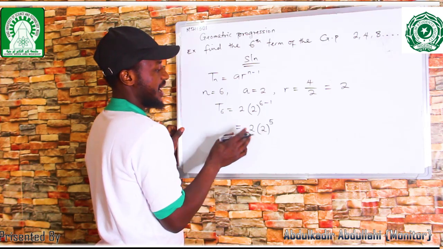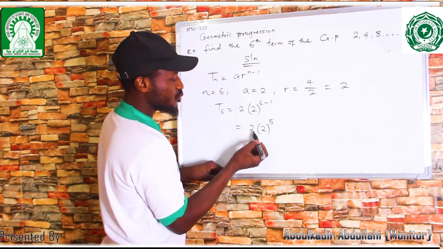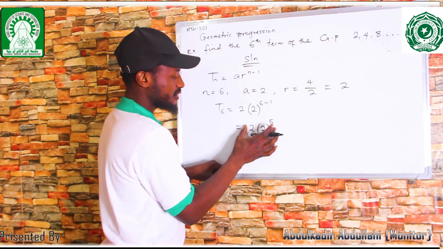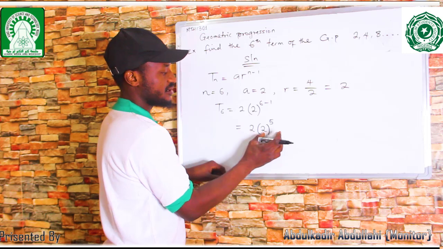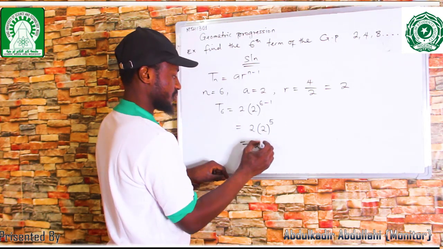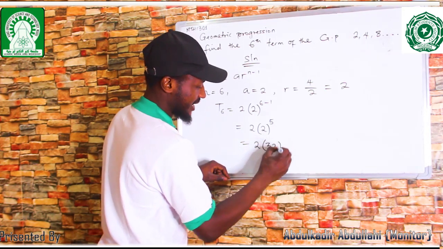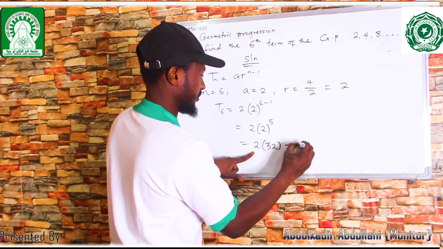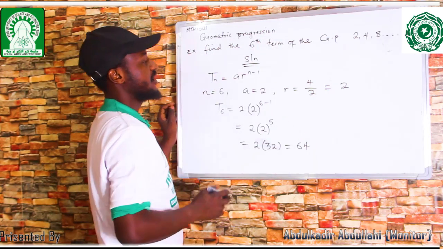Then the next thing is, please let's take note of this. I cannot say 2 times 2 to get 4 for the power 5. This is totally wrong. To simplify this, we have to take care of the power first. Then the result we have will multiply by this 2. Like this, we are going to have 2 into 2 power 5, which is 32. Then at last, you multiply 2 by 32 to get 64. So the sixth term of this GP is 64.